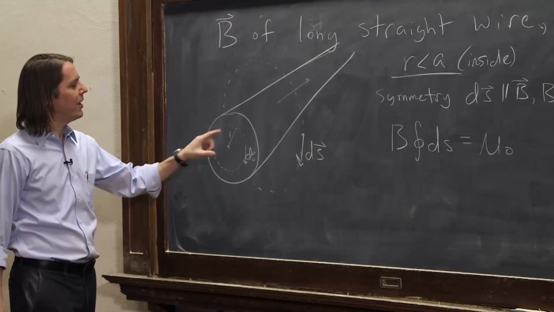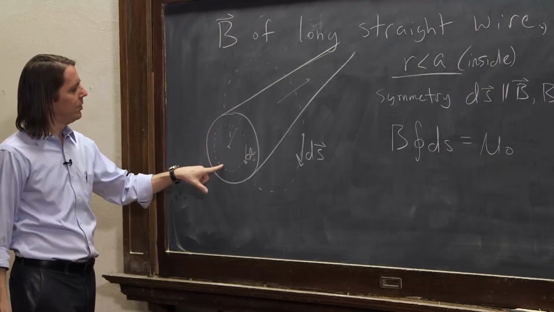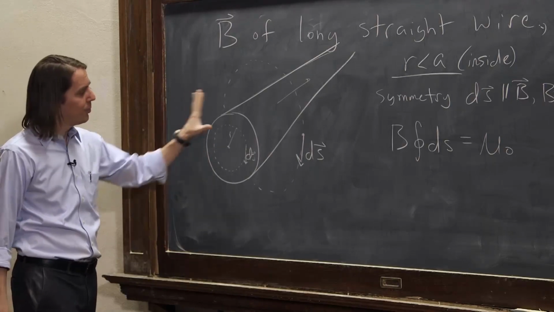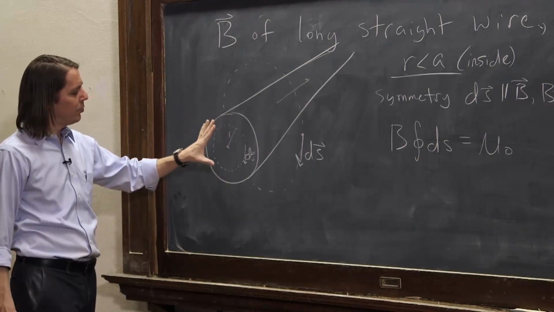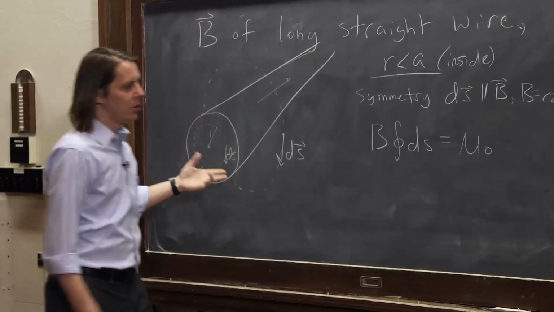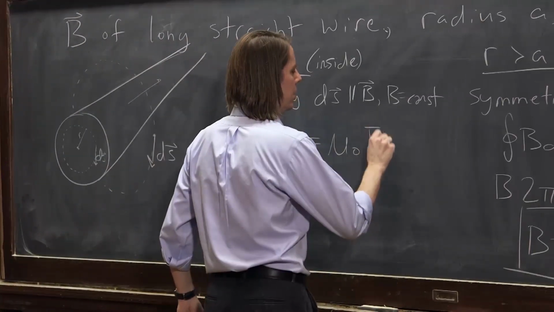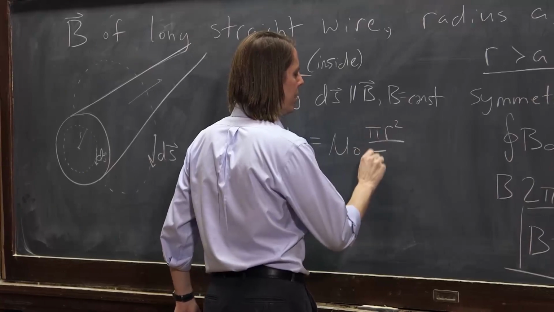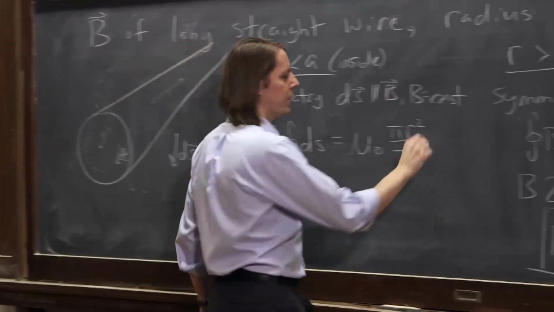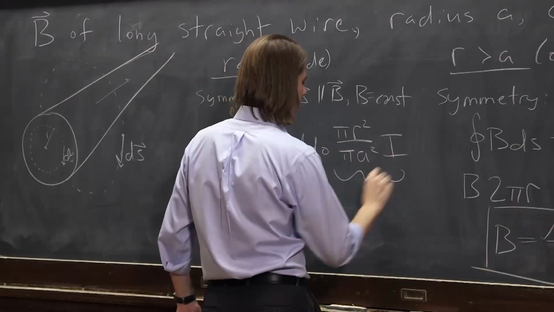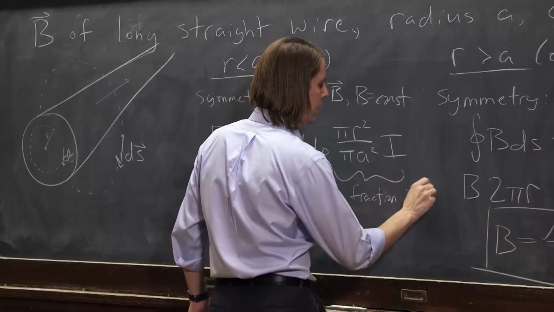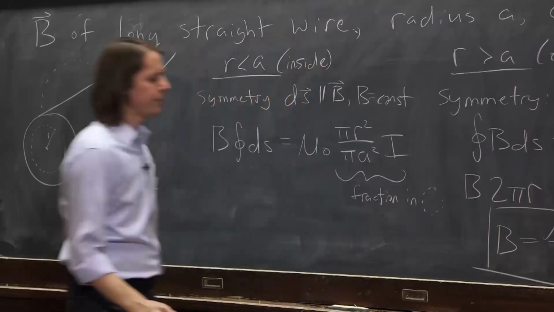If that's the case, you have to figure out how much of that current is going through this circle. What fraction? Well, it's just by the area. Right? If the current is uniformly distributed across the cross-section of the wire, then you just need the fraction of the area that is inside that Amperian loop. So it's just pi r squared over pi a squared. That's the fraction times the total current, I. This is the fraction in the loop. Okay.